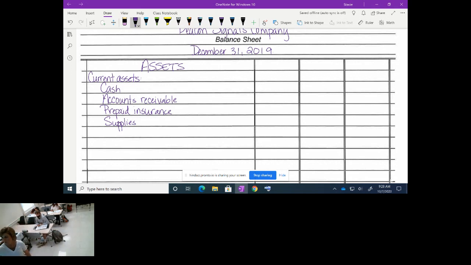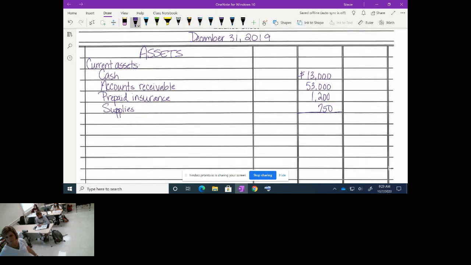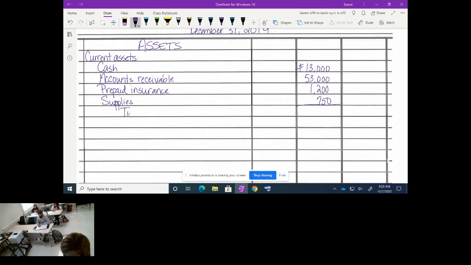All right, so we're going to use the middle column. The only time you're going to use this inside column is when we do our fixed assets with depreciation. If we have things that we have to add together to get a total, we're going to use the middle. So cash is $13,000. Receivables $53,000. Prepaid insurance is $1,200. And supplies $750. So that's all my current assets, because land falls into property, plant, equipment. So how much do I have for my total current assets?